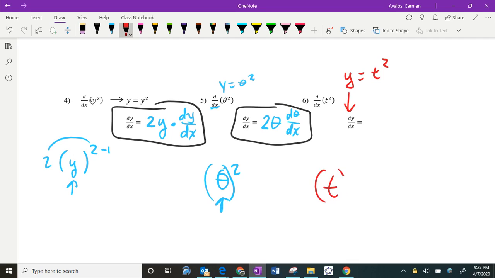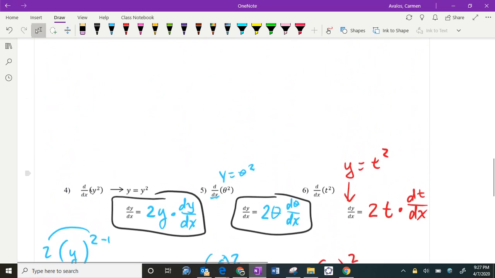Again, t squared, we take the chain rule. The derivative of the outside is 2. We leave the inside alone, so it's 2t, and then we are going to chain on the derivative of the inside, so it's how t is changing as x is changing. So it's dt/dx, t is changing with respect to x, and that is your answer. And so that is your warm-up. Okay, very good.